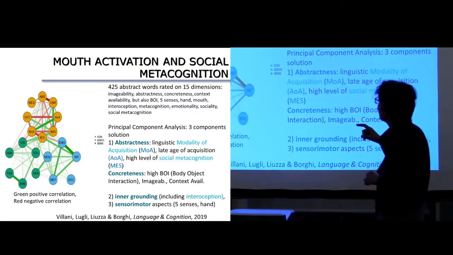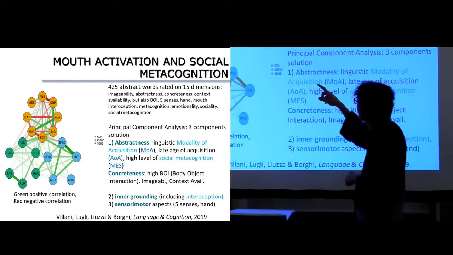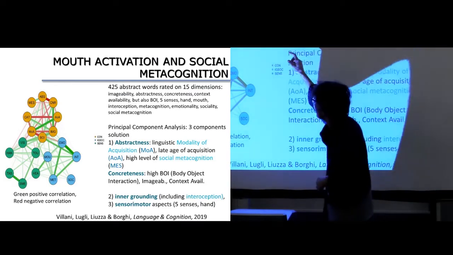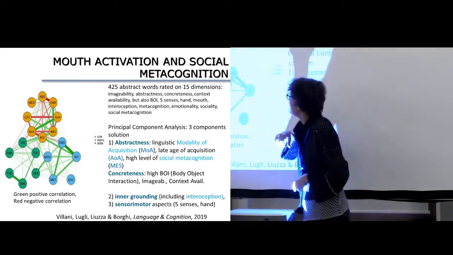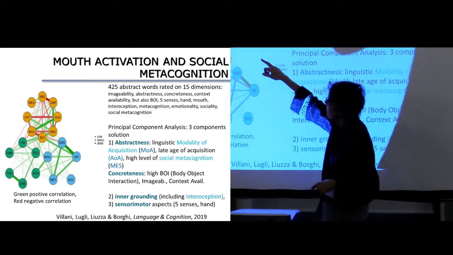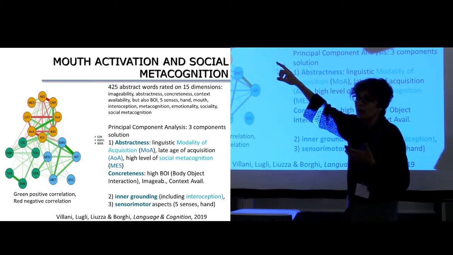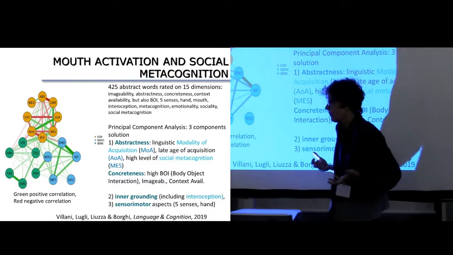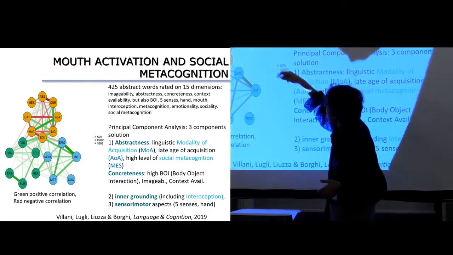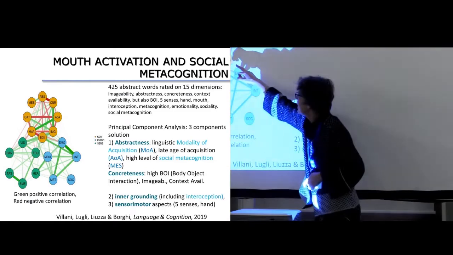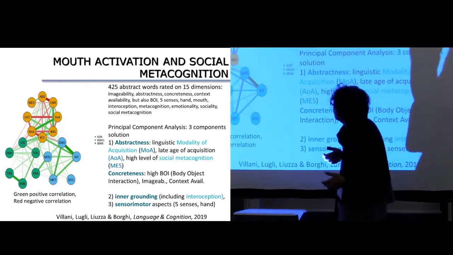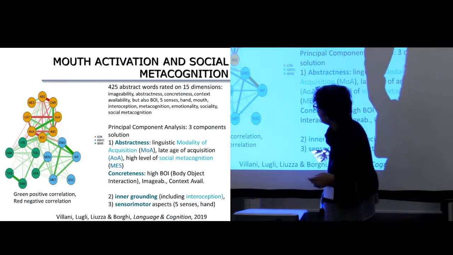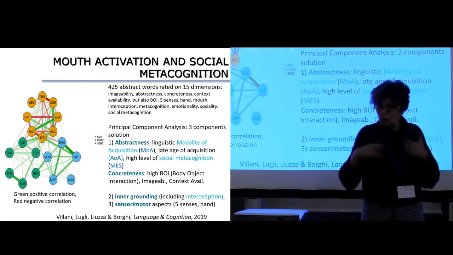How is abstractness defined? Abstractness is defined with late age of acquisition, linguistic modality of acquisition, and social metacognition. So we need a lot of the others in the case of abstract concepts. In the case of concrete concepts, they are highly imaginable, they activate many body-object interactions, and they activate more complex.